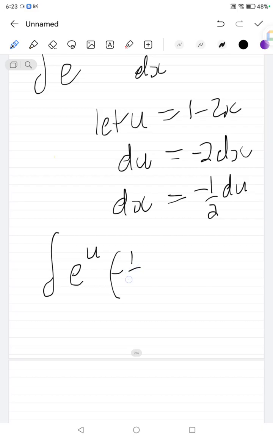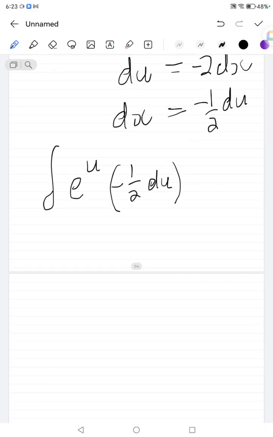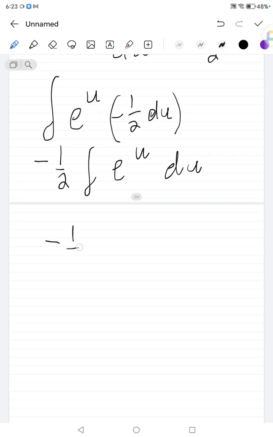Here you have your minus 1 over 2 du. Then the minus 1 over 2 is going to go to that side. You're left with e to the exponent u du. Then you can just quickly write it, and e to the exponent u doesn't change.